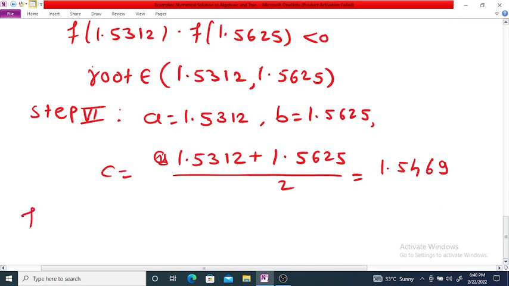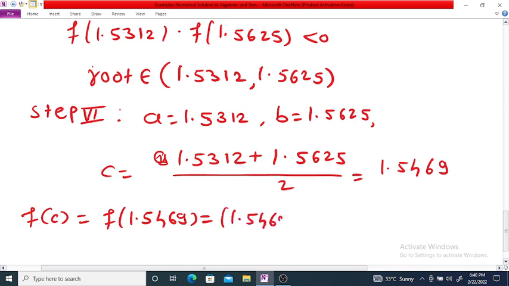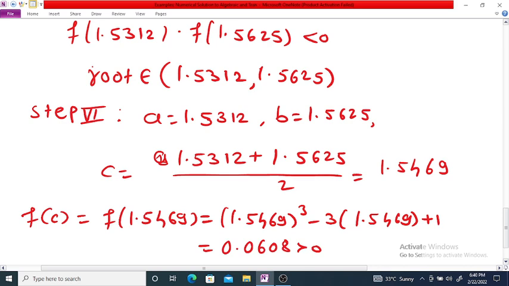so we want to determine again f of c. So it is f of 1.54. We want our root to be correct up to 2 decimal places. So it is equal to x cube minus thrice x plus 1 at 1.5469, which is equal to 0.0608, which is greater than 0.